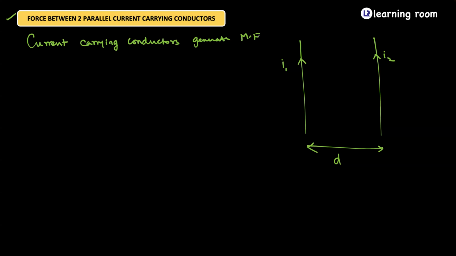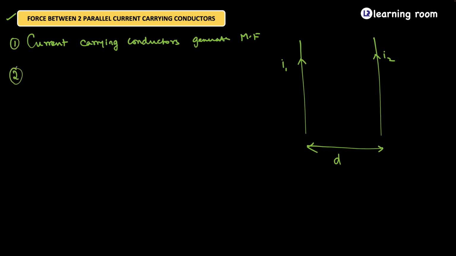That is the first step. So what is the meaning of this? This current carrying conductor can generate a magnetic field around. Okay. Secondly, so this is the first part of the story.